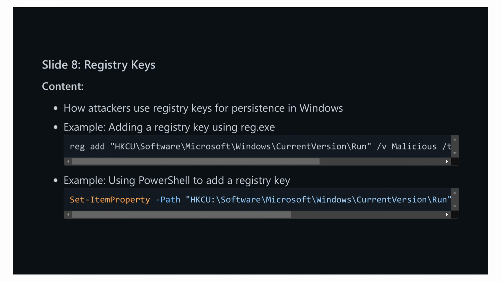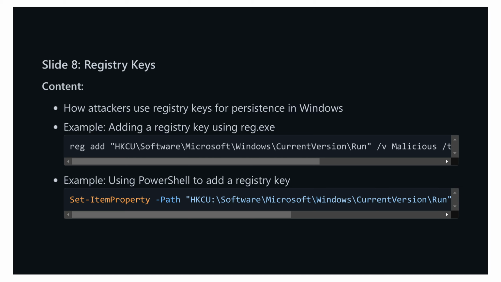In the previous slide, we discussed techniques for obtaining valid account credentials with tools like Mimikatz for Windows and John the Ripper for Linux. We illustrated an example of how to dump credentials using Mimikatz. Now, in this slide, we're focusing on how attackers use registry keys for persistence in Windows environments. Registry keys play a crucial role in the Windows operating system, and attackers often manipulate them to maintain persistence. When an attacker gains access to a machine, they may add a registry key that ensures their malicious code runs each time the system starts.